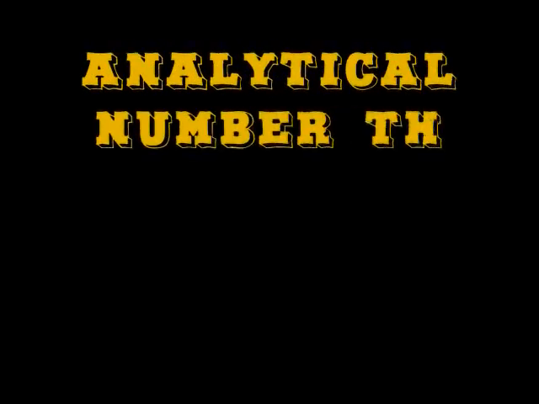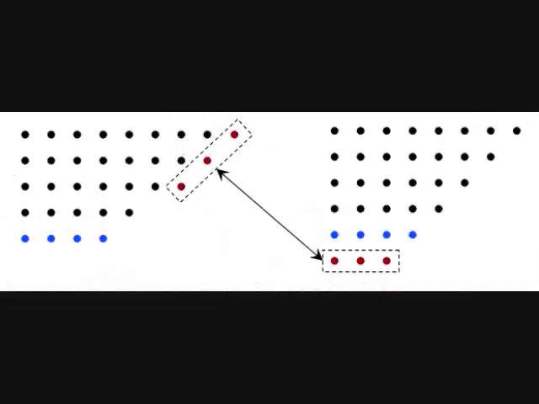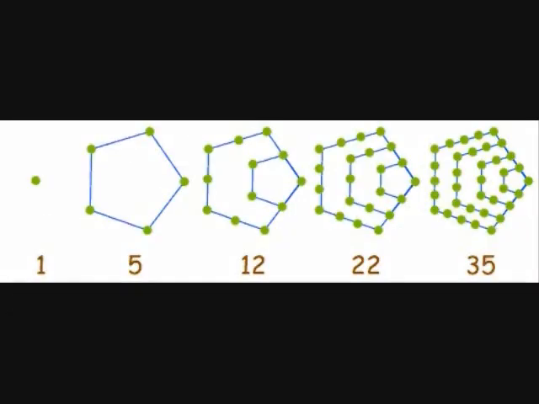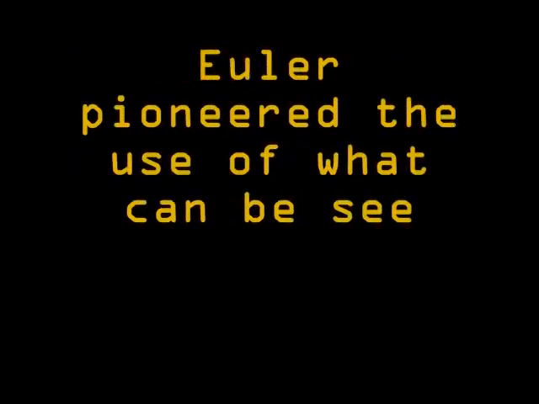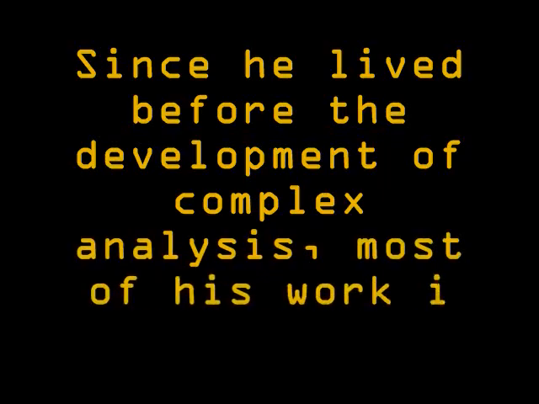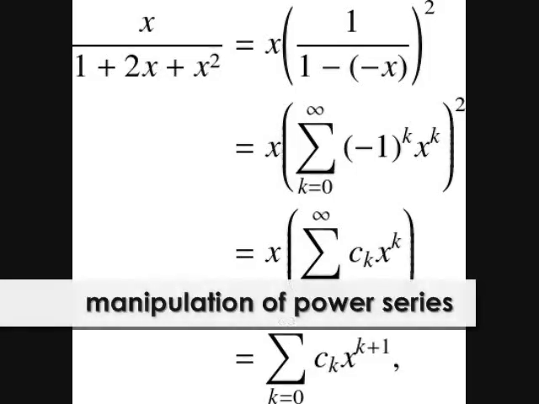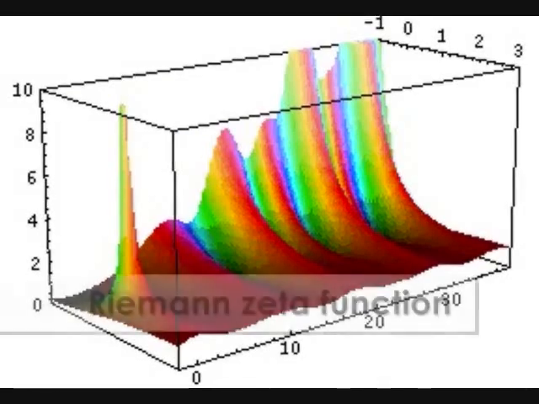Third, first steps towards analytical number theory. In his work on sums of 4 squares, partitions, pentagonal numbers, and the distribution of prime numbers, Euler pioneered the use of what can be seen as analysis in number theory. Since he lived before the development of complex analysis, most of his work is restricted to the formal manipulation of power series. He did, however, do some very notable early work on what would later be called the Riemann zeta function.